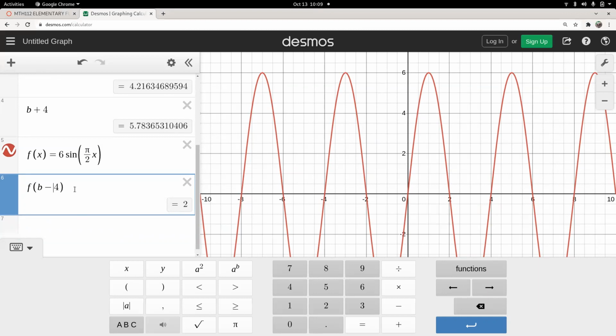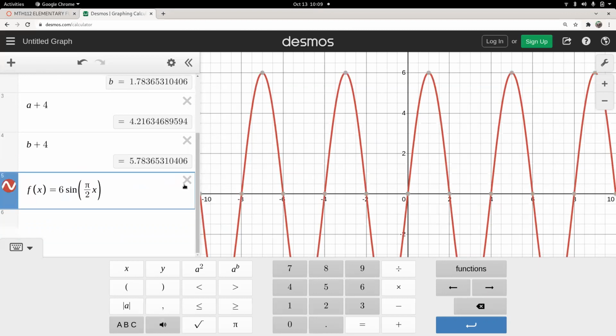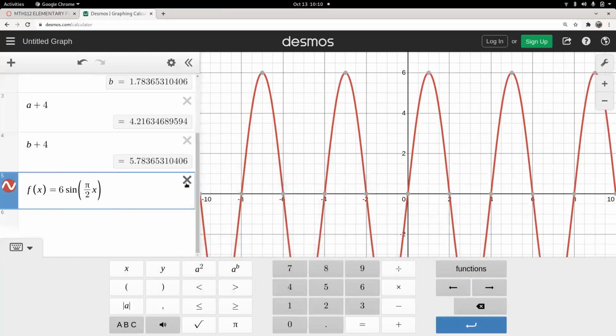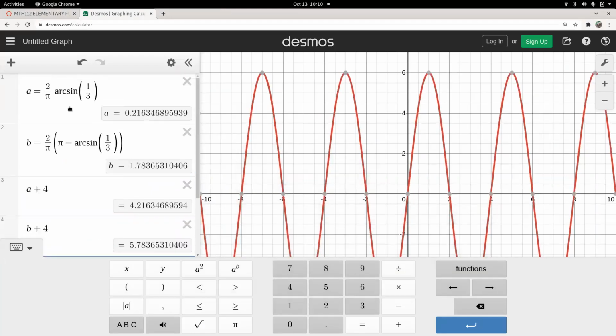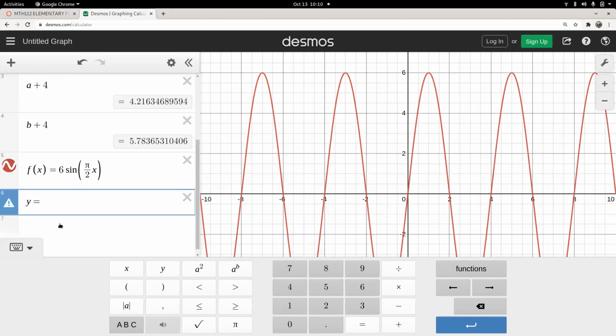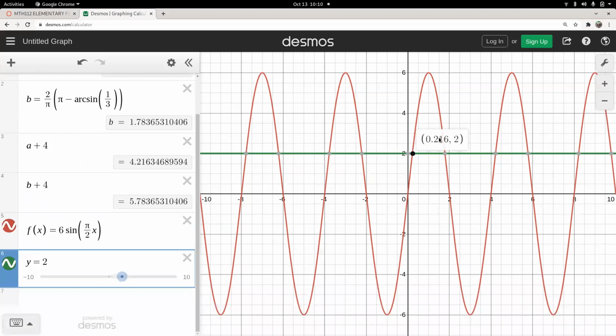All right, and my original, let's get rid of that for a second, again said when is this function here equal to 2? So I could just graph y equals 2 to double check my first 4 solutions. I have the exact versions here and here, plus 4. So if we also graph y equals 2, we should see those first 4 solutions here. So the first one should be about 0.2-ish, there it is. The next one here should be about 1.8-ish, there it is. Next one should be about 4.2, and the next one here should be about 5.8-ish. So there it is.